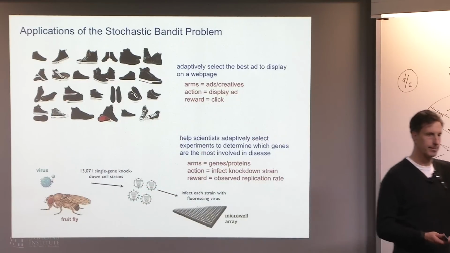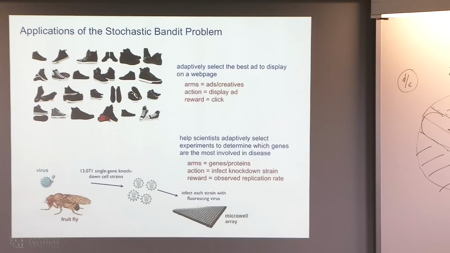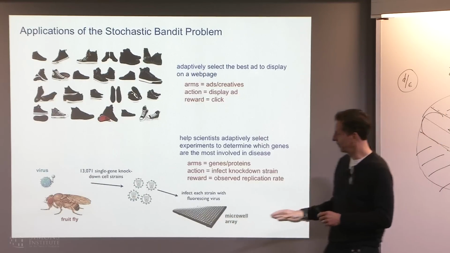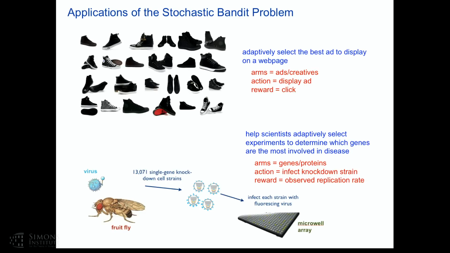They can infect a culture of a particular strain with a virus and then measure how much that virus is able to replicate itself. And that virus replication level is sort of the reward we get on that experiment. And so what they'd like to do, there are 13,000 strains. They have to grow a little culture of each strain. They have to infect it. They have to wait a while.